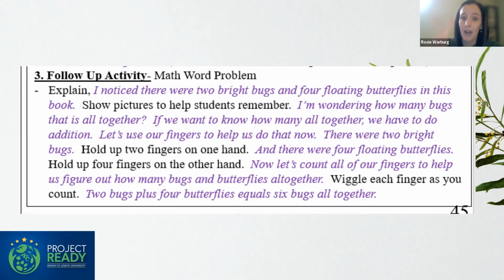There were 2 bright bugs and there were 4 floating butterflies. Now let's count all of our fingers to help us figure out how many bugs and butterflies together. And you wiggle your fingers as you count 1, 2, 3, 4, 5, 6. 2 bugs plus 4 butterflies equals 6 bugs all together. So you're getting at some of the language of math. You're practicing those concepts like addition or subtraction, or how many more, how many less, with our young students, introducing that in a really fun, quick way.